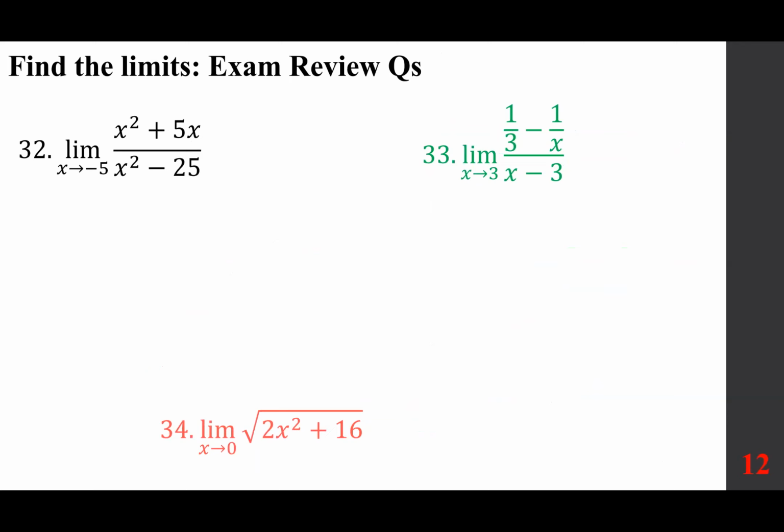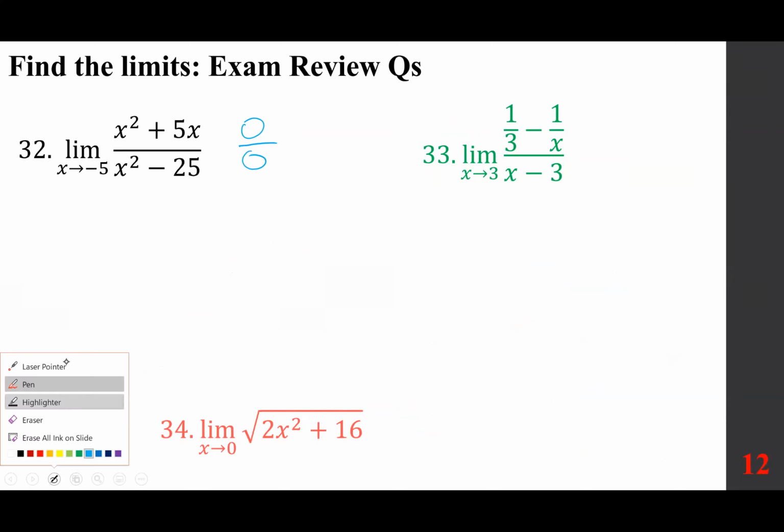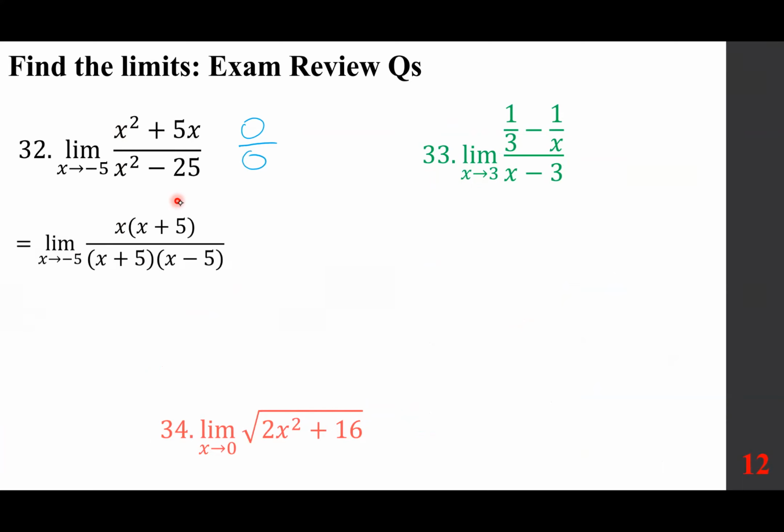All right. For number 32, if we plug in, we do get 0 over 0. But even before you plug in, perhaps because it's a rational expression, you want to factor out. And from the top, you can take out x. The bottom becomes x plus 5 times x minus 5.